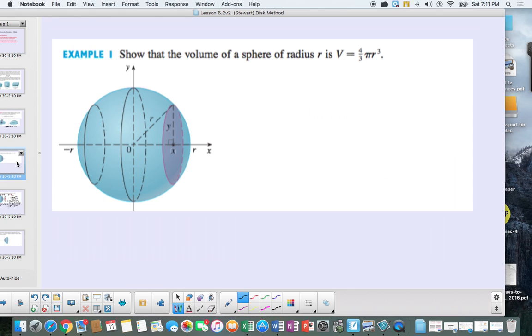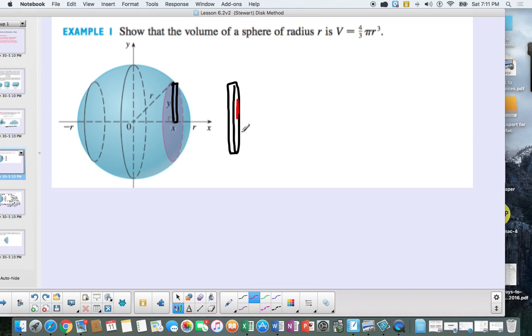Alright, so let's take a look at finding the volume of a sphere that we learned in geometry. So I'm going to make a rectangle right here, and I'm going to revolve it around the x-axis. When I do that, I create a very short cylinder that we call a disk. This is going to be the radius.